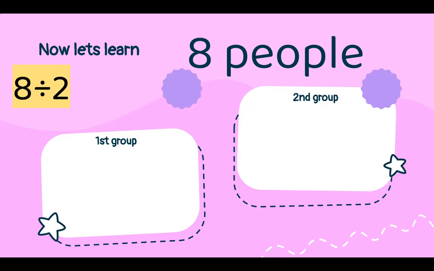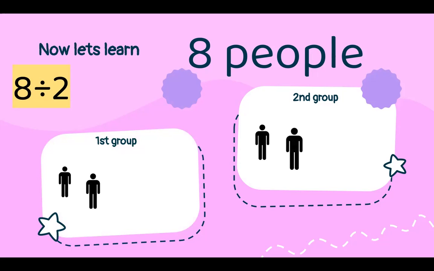So there's 8 people. So we're going to put 1 in the first group. That's done. We are going to put another in the second group. That's done. So now there's 2 people. We still need 6 more people, and we're trying to figure out the answer to this problem. So now we put another person in the first group, and we put another person in the second group.